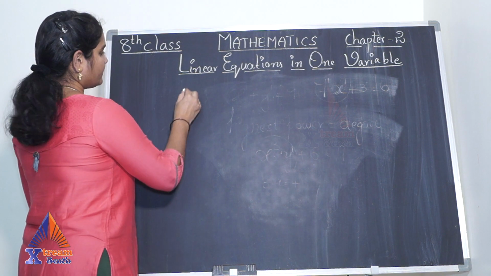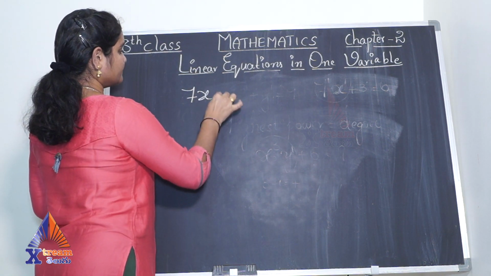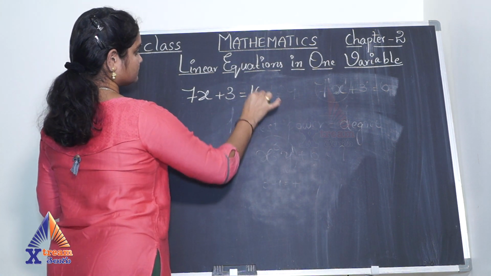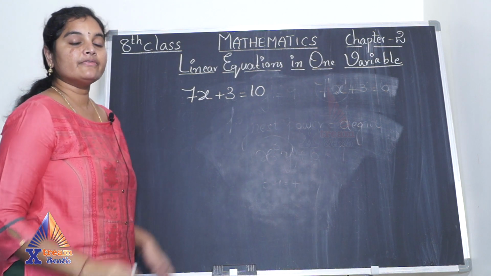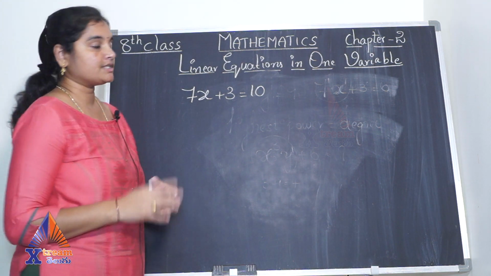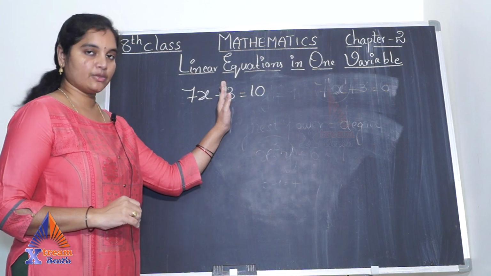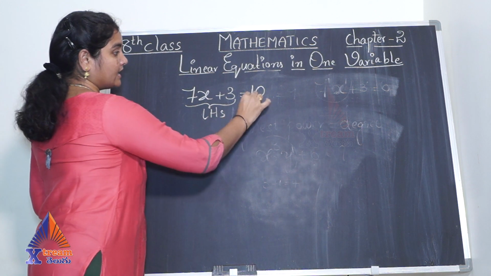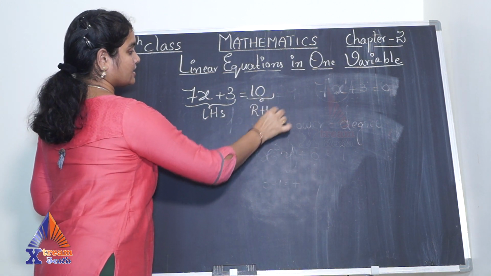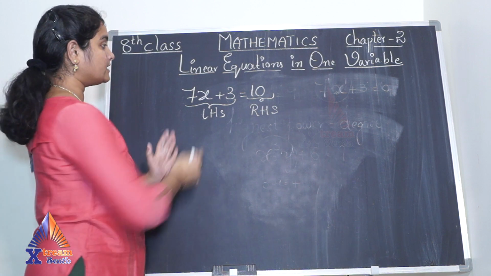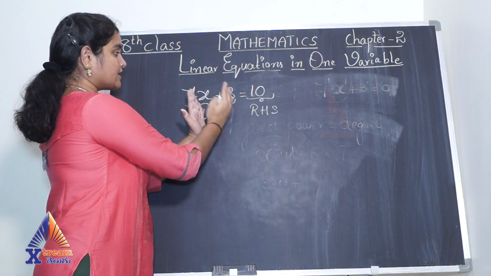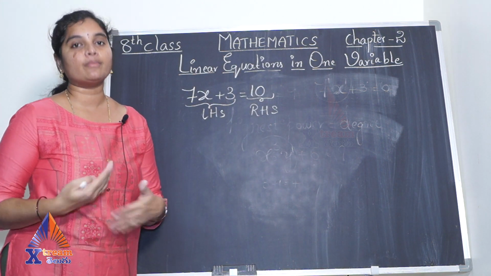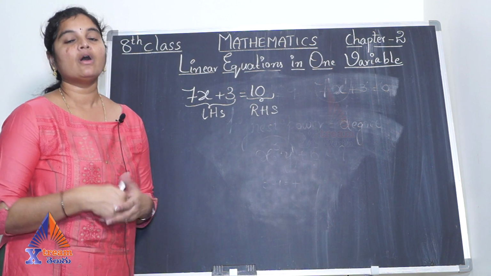Let's start with a very basic equation. Now, you know what transposition is. Transposition is nothing but moving a term from one side of the equation to the other. Now, we call this side LHS, left hand side, and this side RHS, right hand side. So, when terms get transferred from one side of the equation to the other side, the operation becomes its opposite, or the sign becomes its opposite.